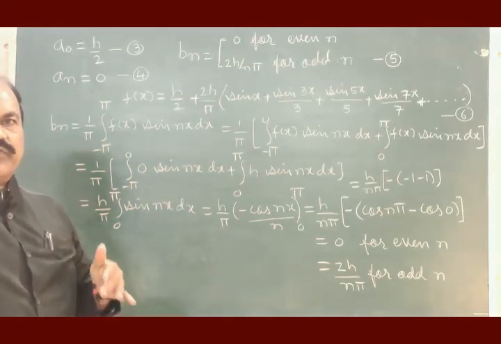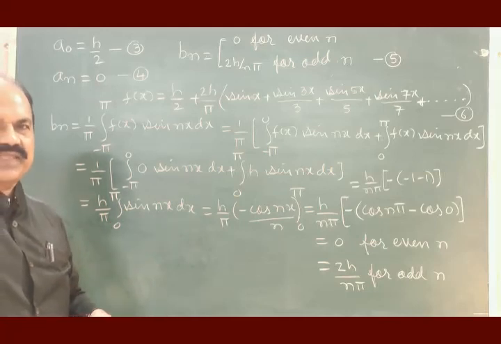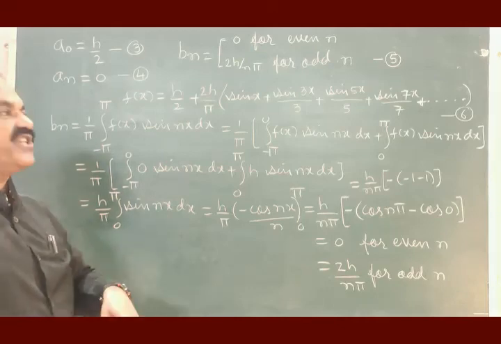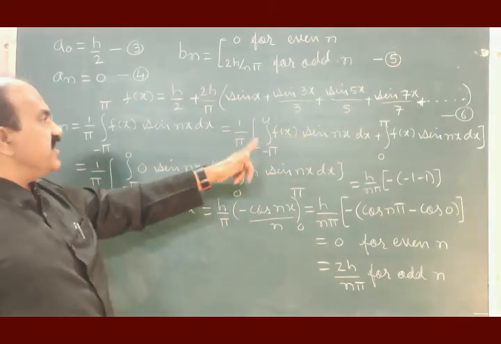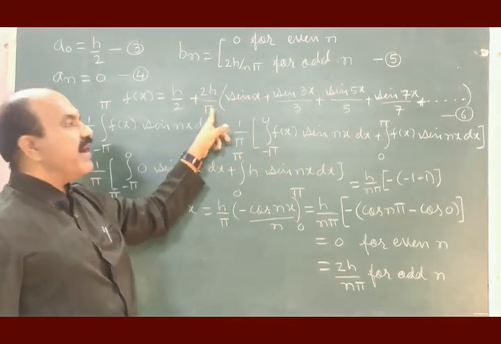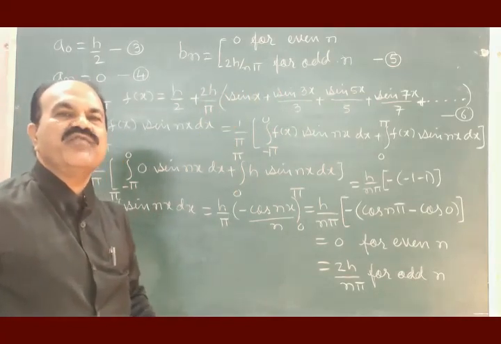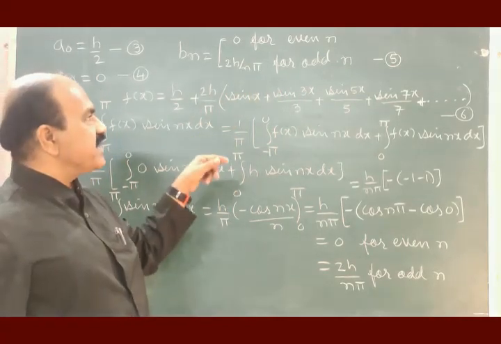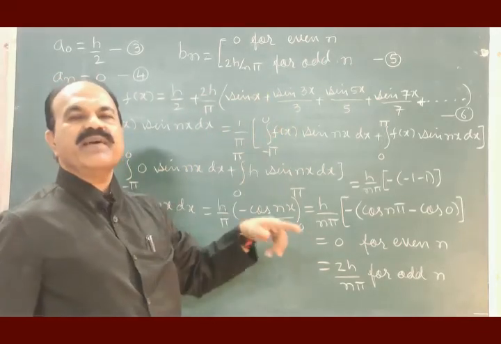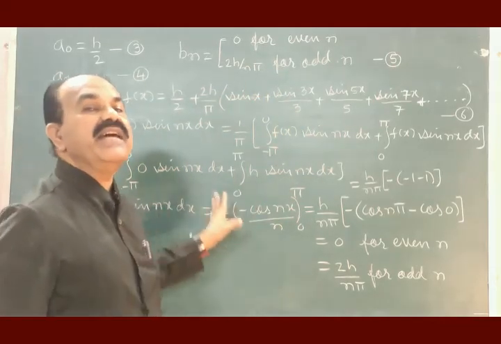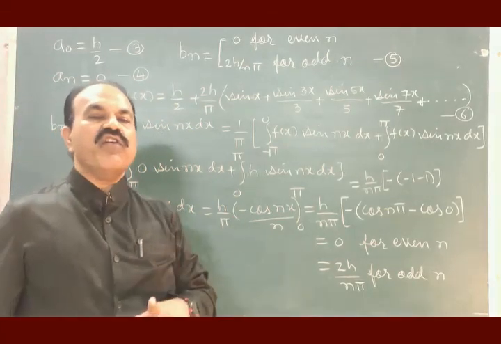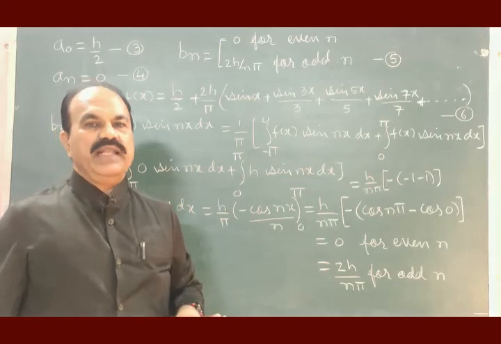And therefore using Fourier series analysis, the square wave can be represented in the form of Fourier series by equation 6. And what is that? F of x is equal to h divided by 2 plus 2h divided by pi into, in the bracket, the sine series of odd integers: sin x plus sin 3x by 3 plus sin 5x by 5 plus sin 7x by 7 plus sin 9x by 9, and so on. This can be continued till infinity for odd integers only.